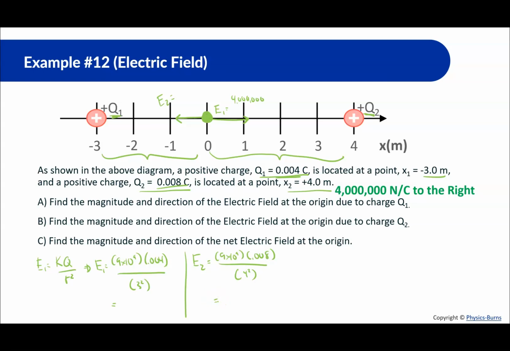Alright, let's figure out what that is. 9 times 10 to the 9th times 0.008 divided by 16, and we get around 4,500,000 to the left.